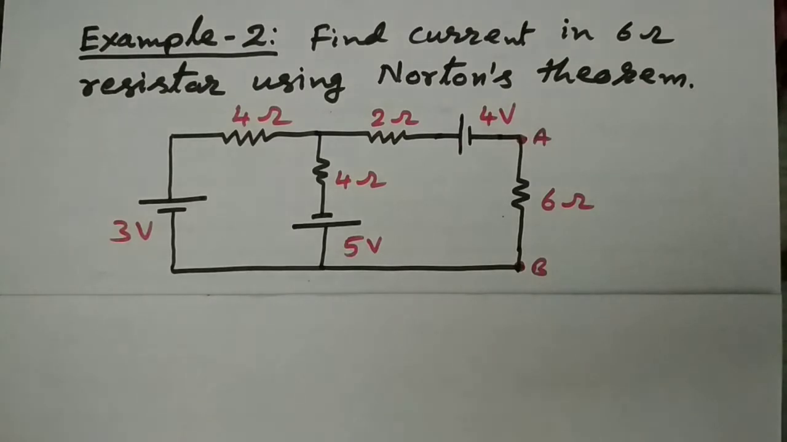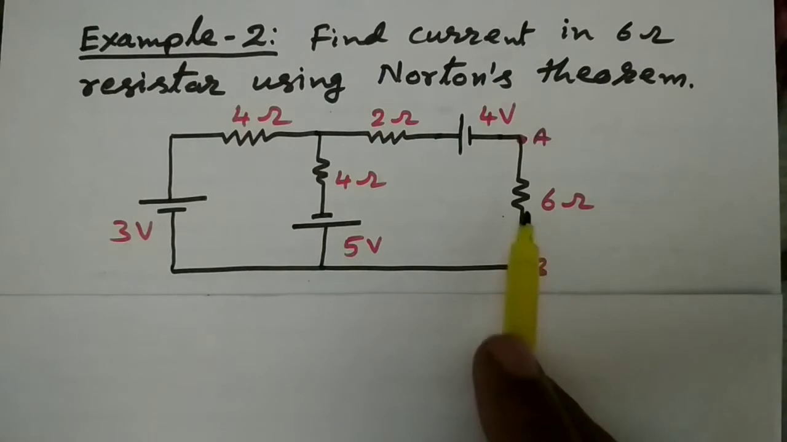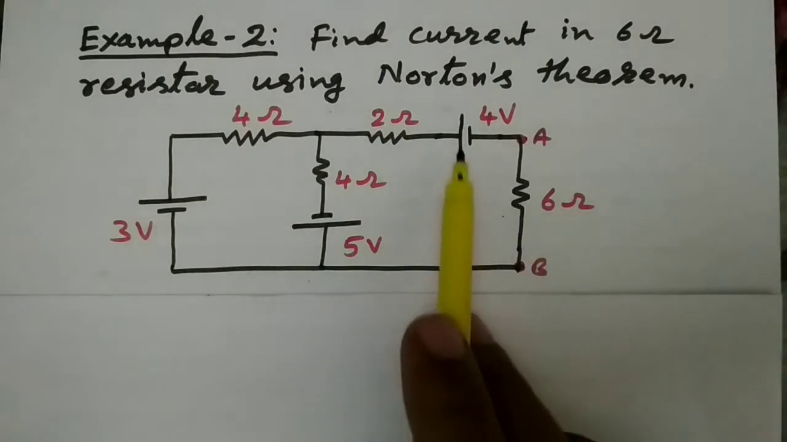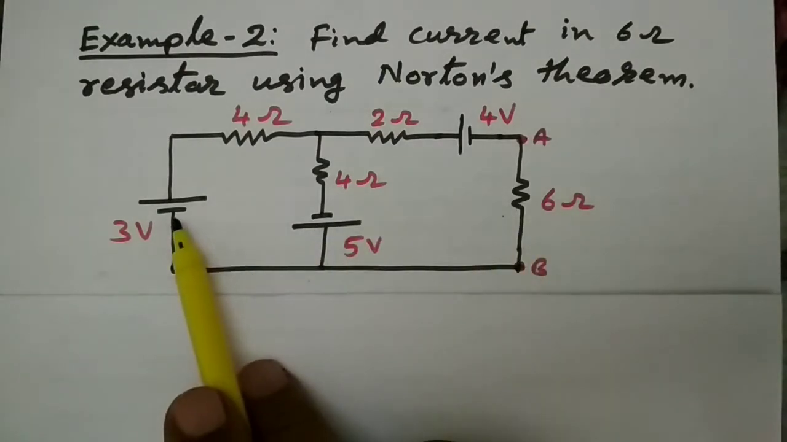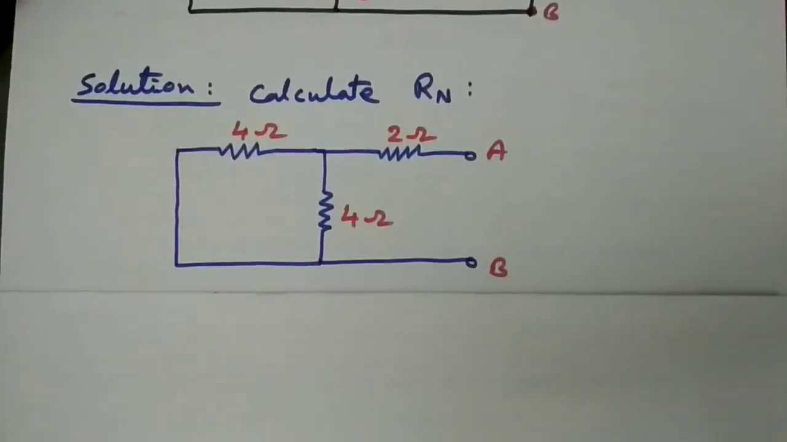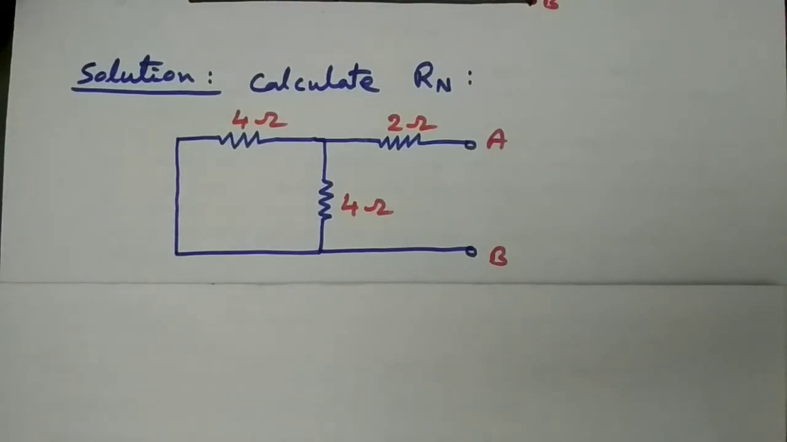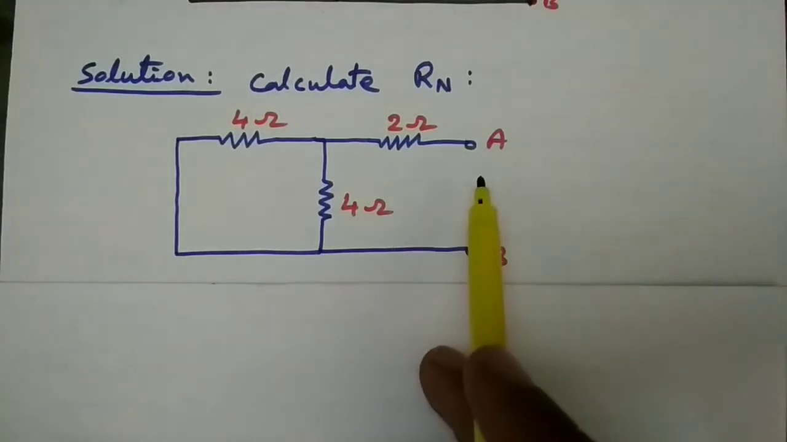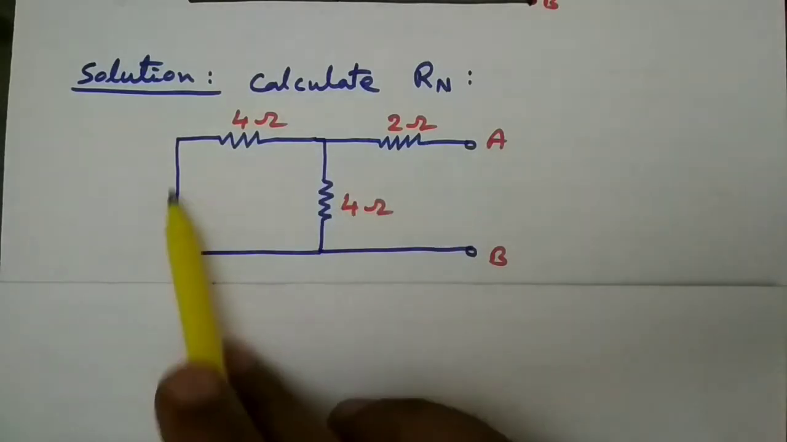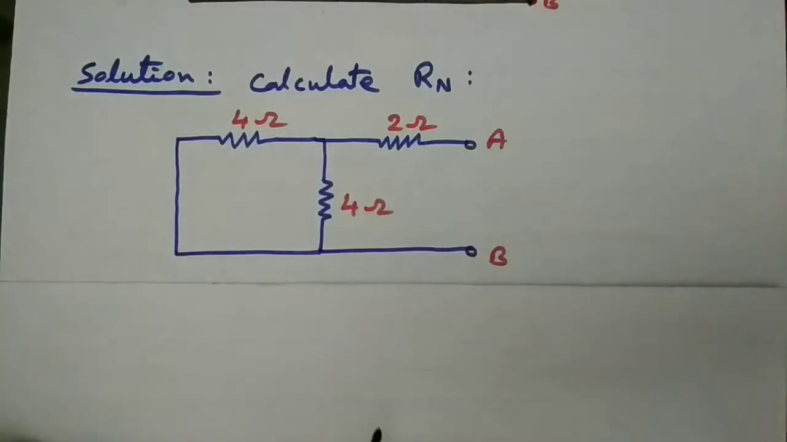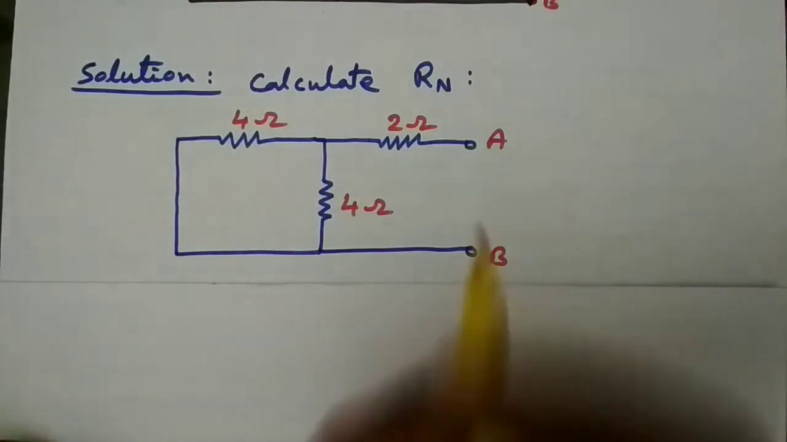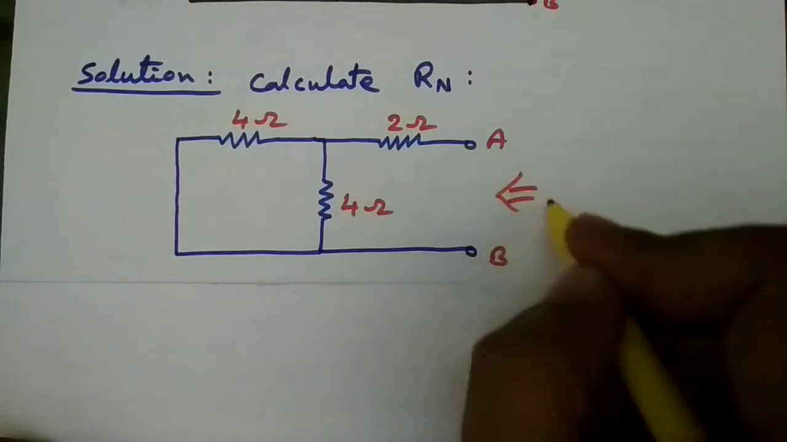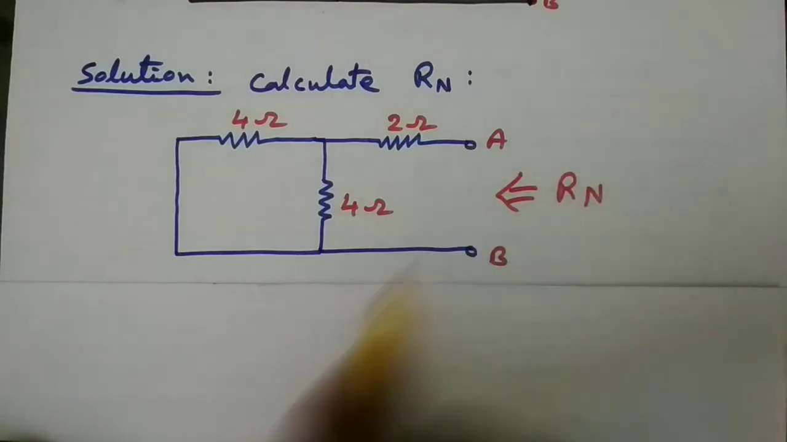So first of all we will calculate the Rn. So to calculate the Rn, we have to remove the load resistance and we have to replace all the energy sources by their internal resistance. So the circuit corresponding to Rn calculation is this one. So we remove the load resistance and we replace all the voltage sources by short circuiting. Now from the terminal A and B, we will calculate the equivalent resistance, and that will be Rn.